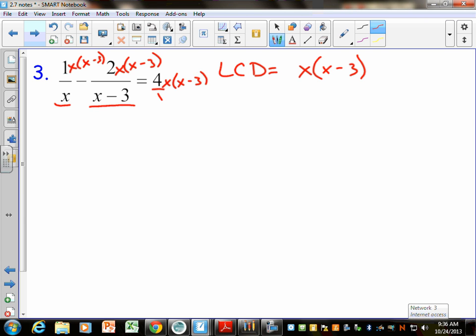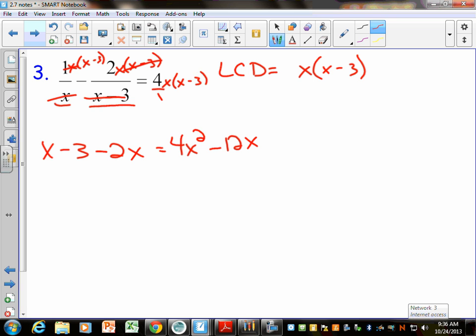Because now I can go through and cancel these x's out, and I would just be left with x minus 3. On this one, I can cancel out x minus 3, but pay attention that that's a minus sign, so that's minus 2x. On the other side, nothing cancels out, so I'm going to distribute that 4x and get 4x squared minus 12x. With me on that?